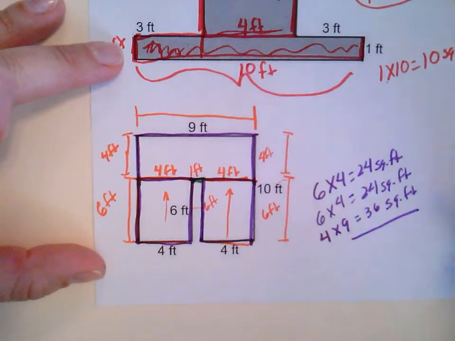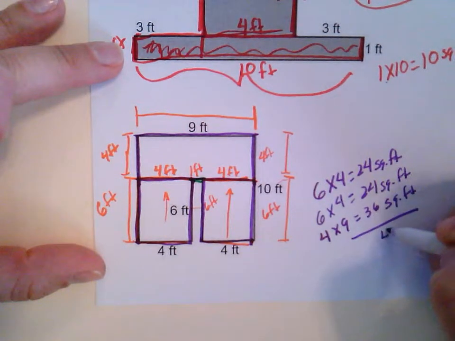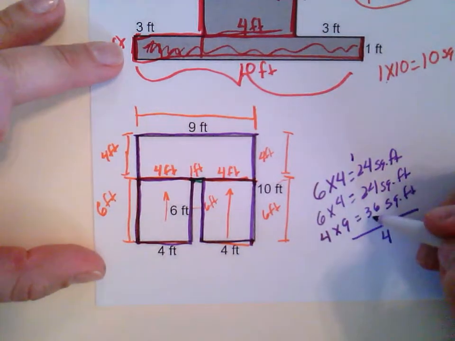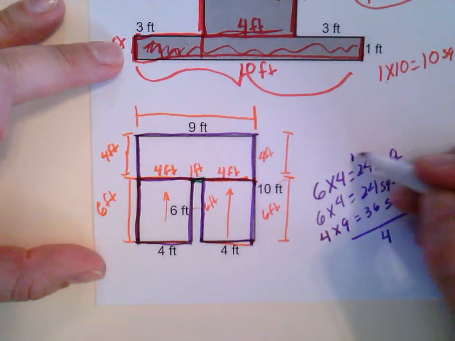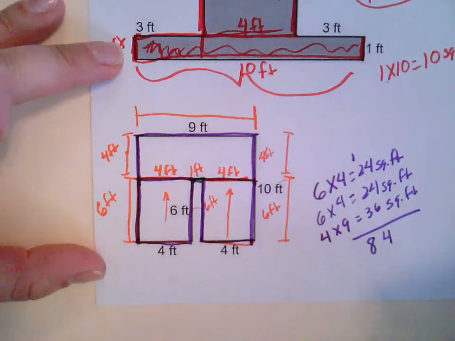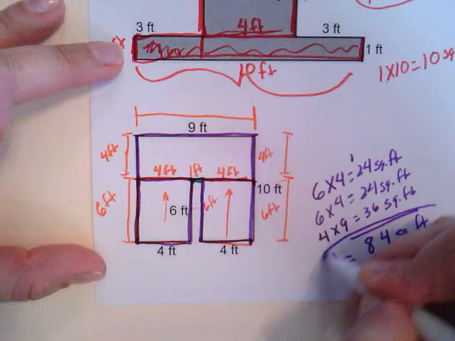And last but not least, I'm going to add these up. 6 and 4 is 10, plus 4 is 14, carry my 1, 10. 3 plus 2 is 5, plus 2 is 7, plus 1 is 8, giving me area equals 84 square feet.